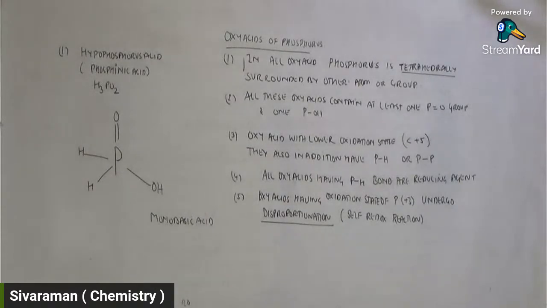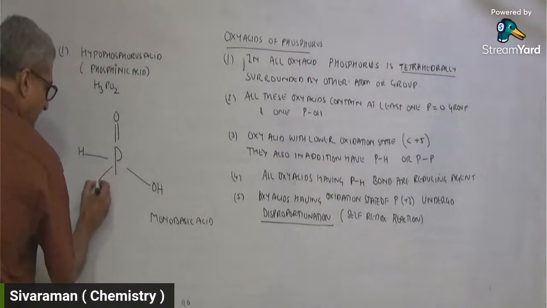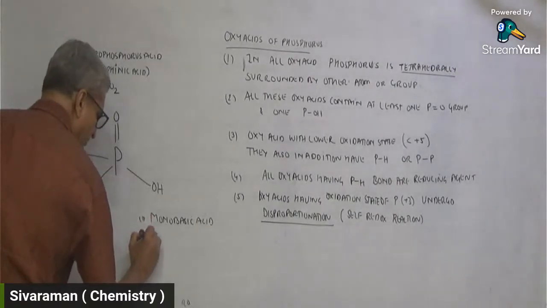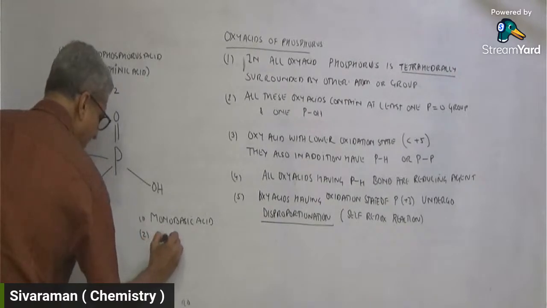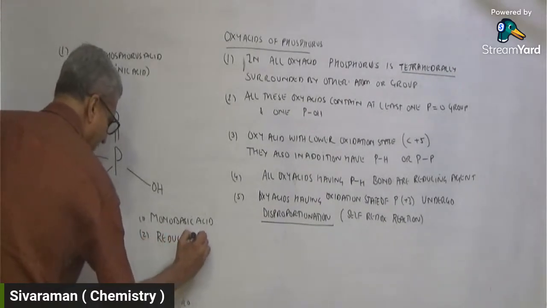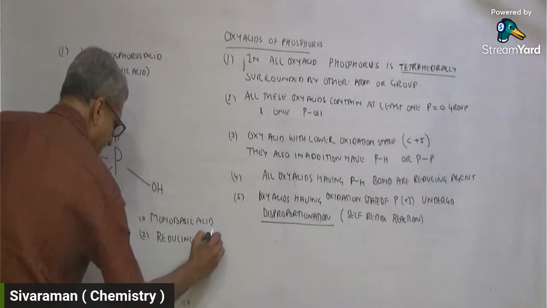This is the question which they ask: H3PO2 is what? Students always write dibasic acid and get into trouble. Then the presence of a P-H bond, what is it going to do? It is a reducing agent.